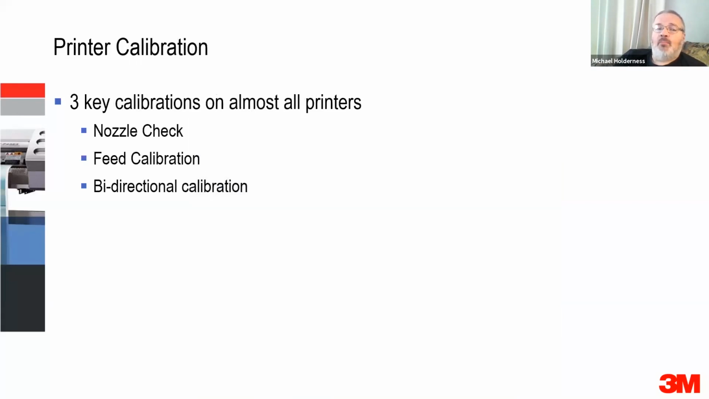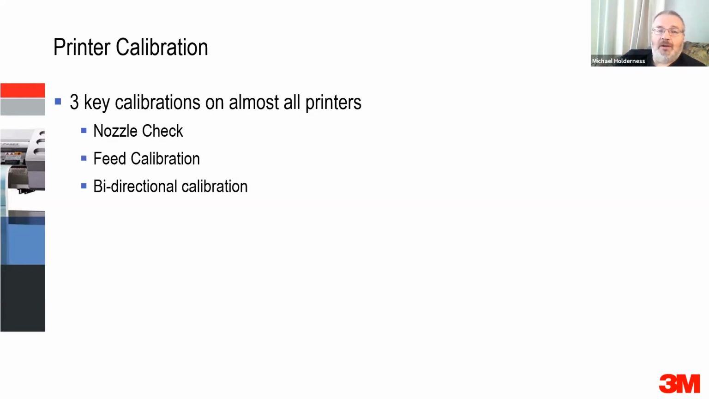Now, there are 3 calibrations for almost all printers. What it calls it depends on your printer. Where you find those calibrations, they will be somewhere in the printer settings. I can't tell you what they're called or where you can find it because every printer is going to be a bit different. But the 3 calibrations are a nozzle check, a feed calibration, and a bi-directional calibration. And we're going to discuss each of those one by one.